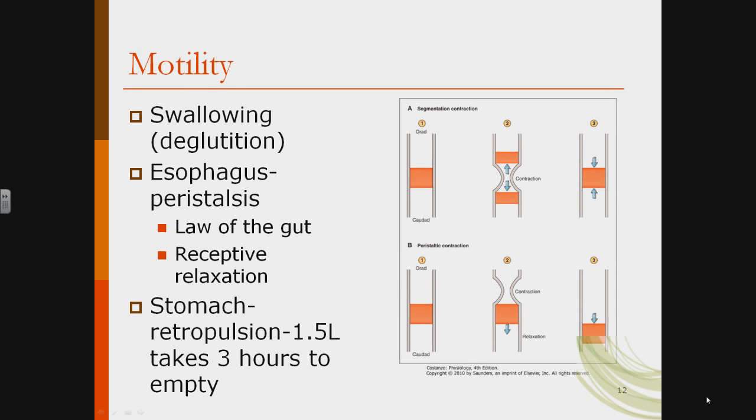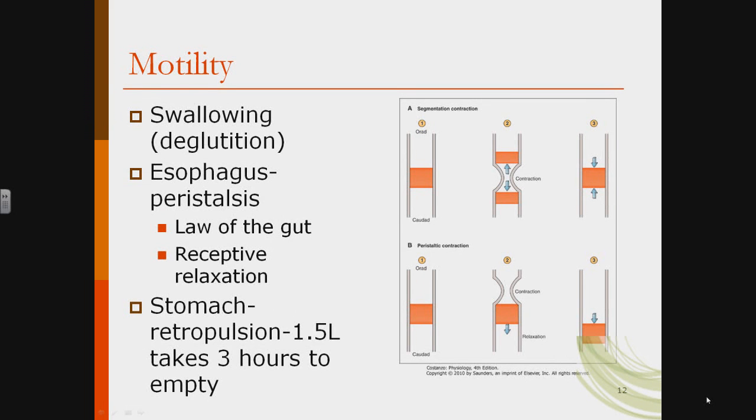And once we get to the esophagus and beyond, this now becomes the law of the gut. Contract behind the bolus, relax ahead of it. That basically means food in and feces out. So that's good. We're going to see in letter A, just go back to that, letter A does not represent swallowing, and I misspoke if I did. It doesn't represent deglutition. It represents segmentation, or a local contraction.